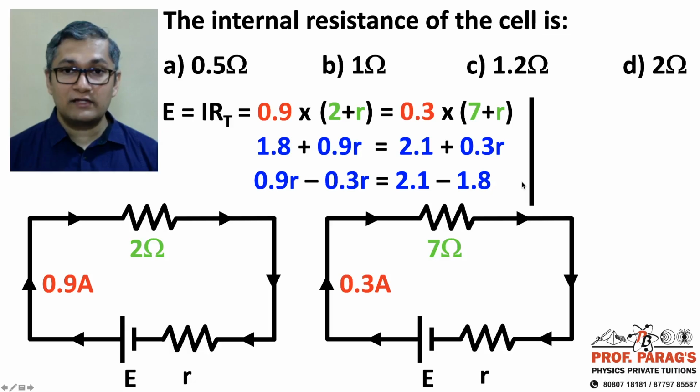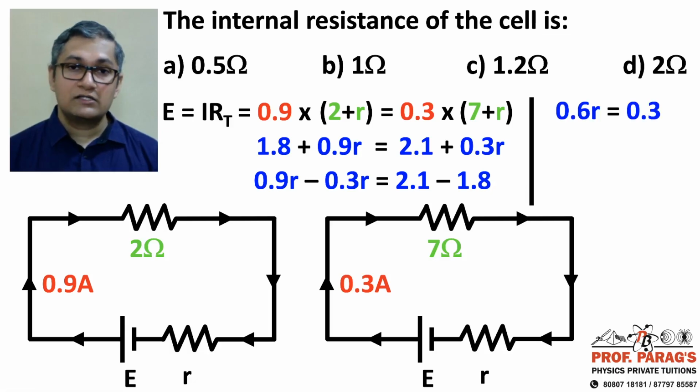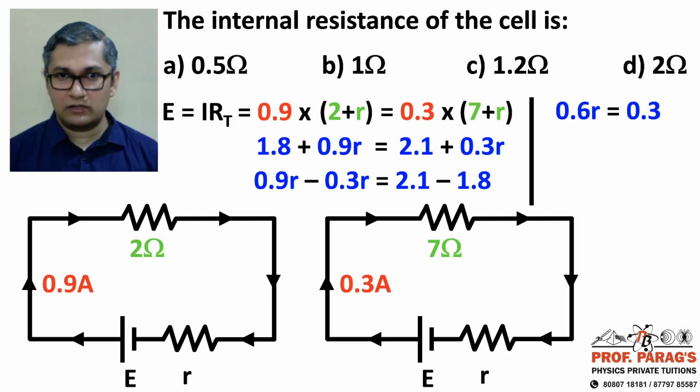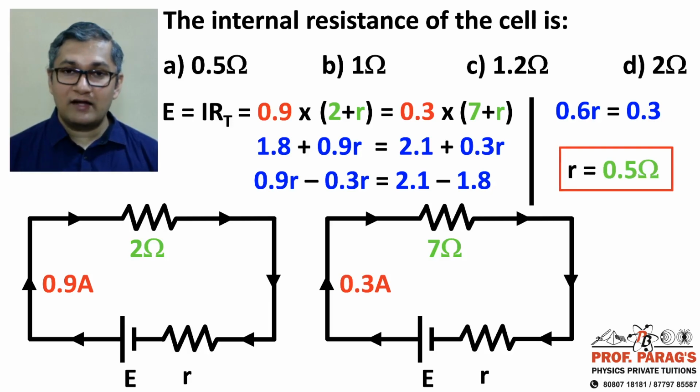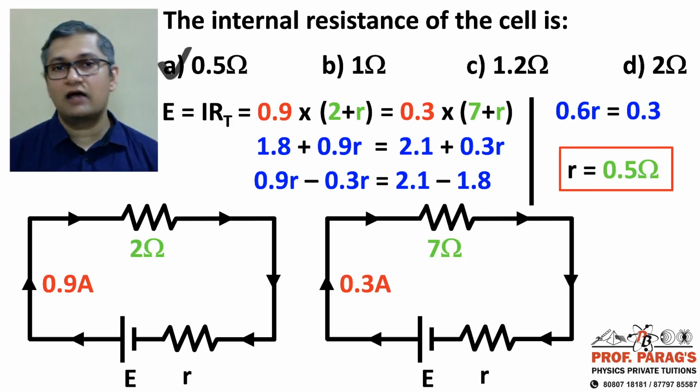So further solving this, we will get 0.9 minus 0.3 gives me 0.6 R, and 2.1 minus 1.8 gives me 0.3 volts. So if I divide the two, resistance 0.3 upon 0.6 is going to give me basically half ohms. So we have got the answer. The internal resistance of the cell is 0.5 ohms. So again, if you want, you can pause here to copy.